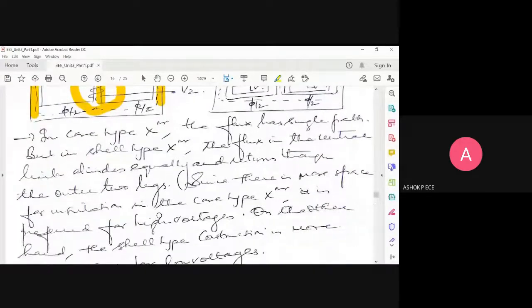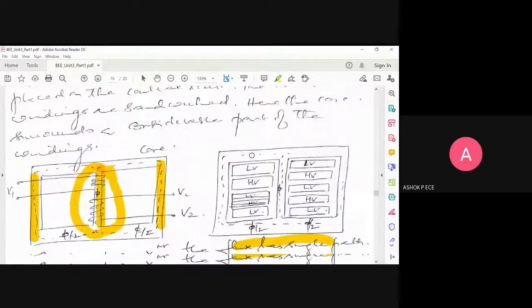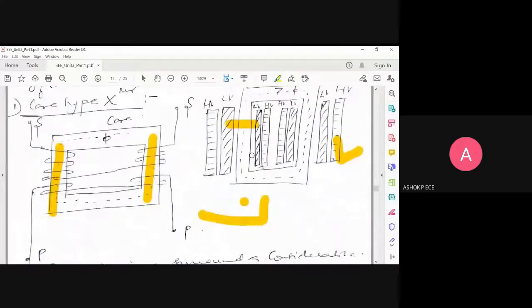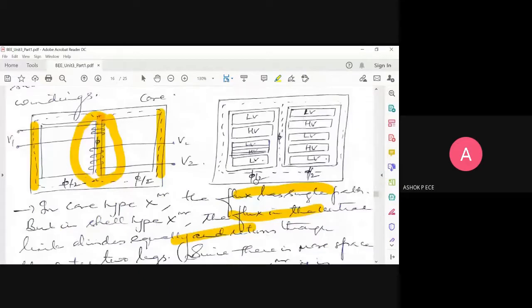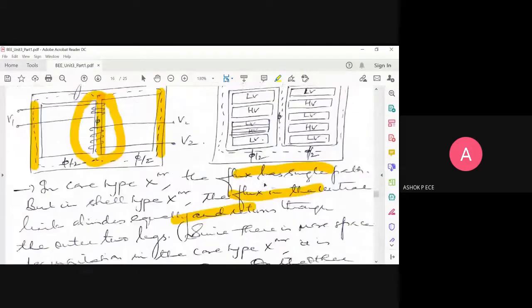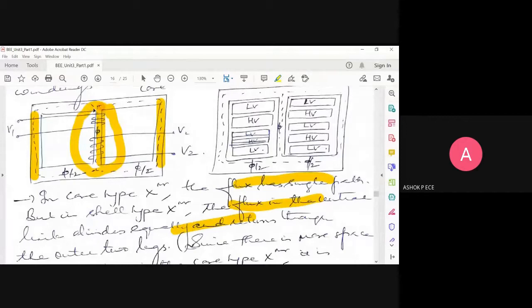In the core type transformer, the flux has a single path. Here, the flux is going to divide equally into two paths, because only in one limb do I have both the primary and secondary windings. In the previous case, both limbs had both the windings. But here only one limb has both the windings, and the other two limbs are relatively free. So the main flux is produced only in the central limb and divides equally into φ/2 and φ/2 across the other two limbs.